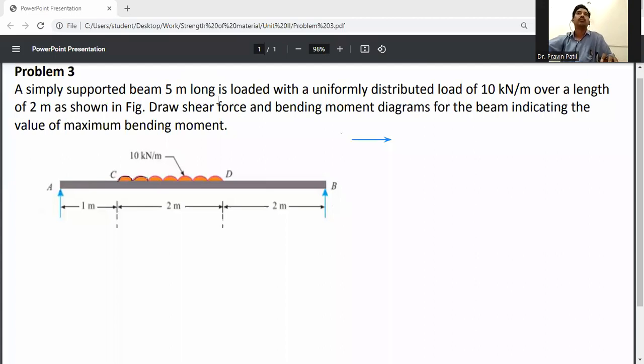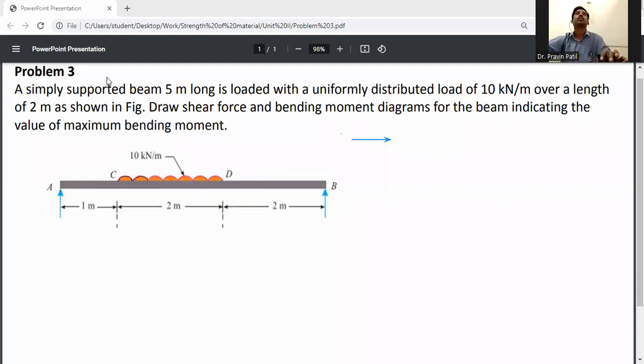A simply supported beam, meter long, is loaded with a uniformly distributed load of 10 kN per meter over a length of 2 meter as shown in the figure. Draw the shear force and bending moment diagram for the beam, indicating the value of maximum bending moment.